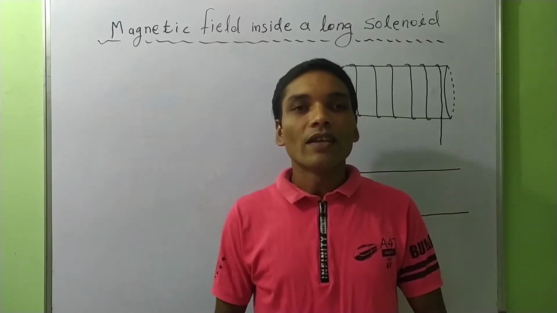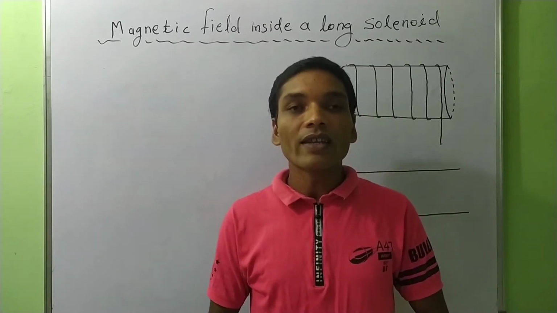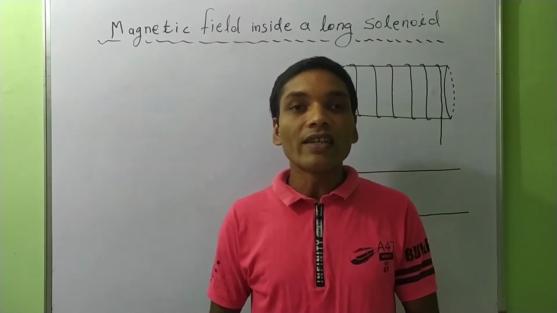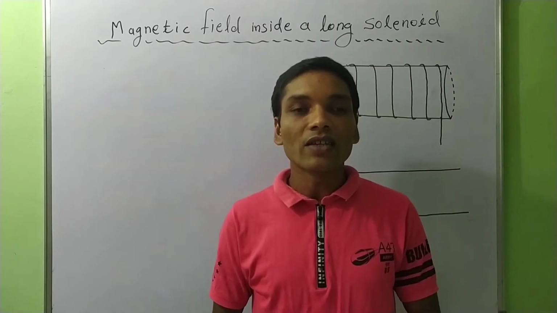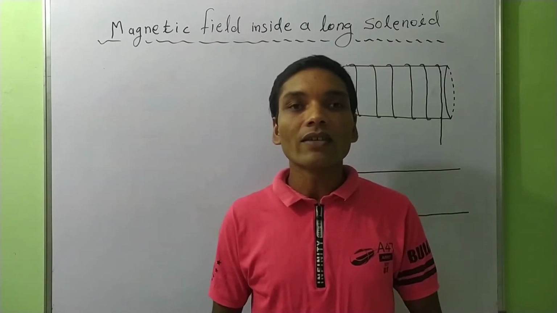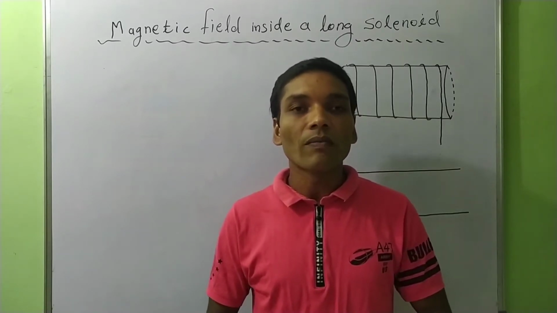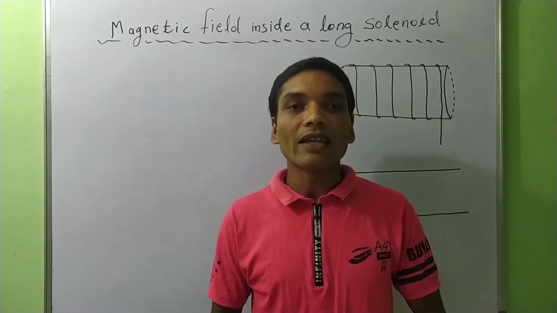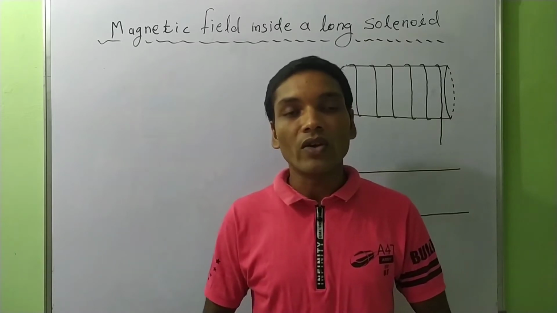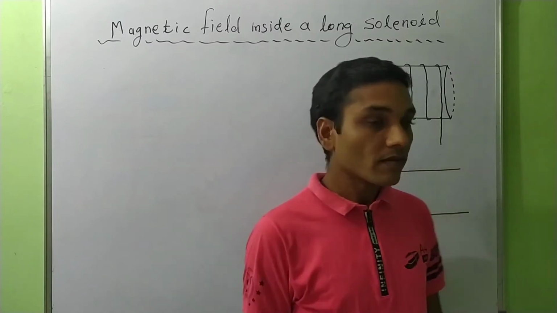Okay. Students, in the previous lecture, we had already studied in great detail about the long straight solenoid. In this lecture, we will study how to determine the intensity or strength of the magnetic field inside the straight long solenoid. Okay. We will know about this.